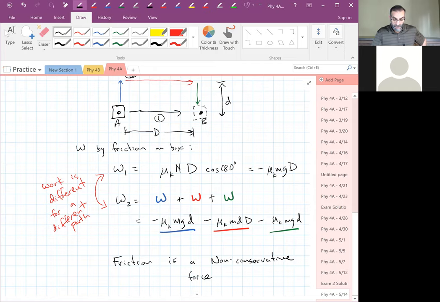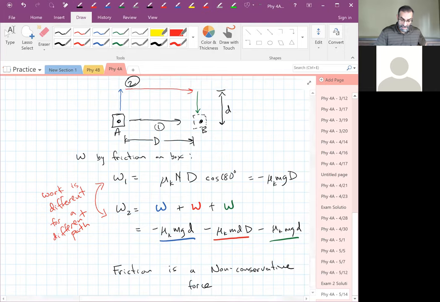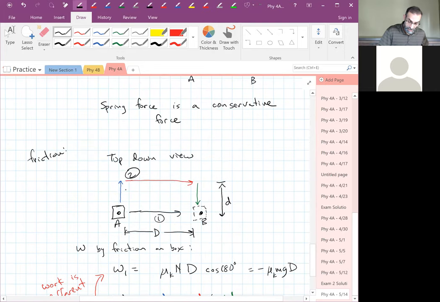For the blue and the green, it is cosine 180 because the box is sliding, right? So let's just look at the blue path. Along the blue path, the box at any given instant is sliding in this direction, right? It's moving in that direction. And what direction is friction? Friction is opposite that. So when you put the tails of those two vectors together, you get 180 degrees.